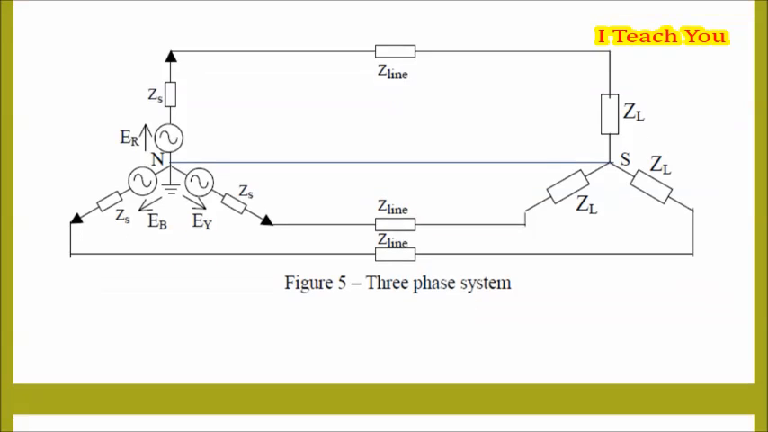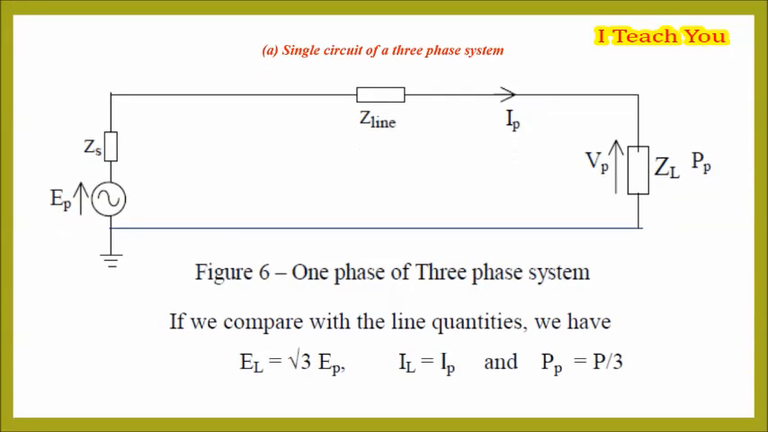In this case, the supply voltage EP is a phase voltage, the supply current is the phase current IP, the load voltage VP is a phase voltage and the power PP is the power in one phase. If we compare with the line quantities, we have EL equals square root 3 EP, IL equals IP and PP equals P over 3.